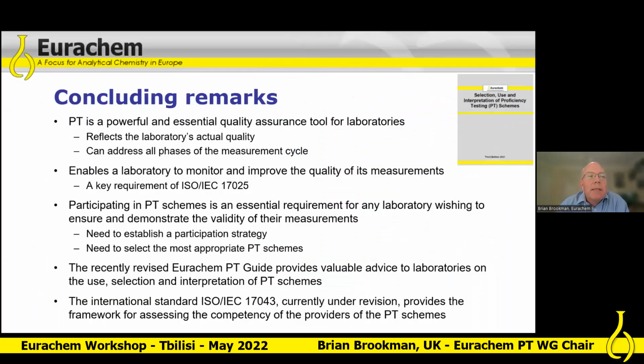So in conclusion, PT is a powerful and essential quality assurance tool for laboratories. It reflects the laboratory's actual quality and can address all phases of the measurement cycle. It enables the laboratory to monitor and improve the quality of measurements, a key requirement of 17025. Participation in PT schemes is an essential requirement, but very much the laboratory needs to establish a participation strategy and select the most appropriate schemes to bring them any benefits. The recently revised Eurachem PT guide provides valuable advice to laboratories, and the international standard 17043, which is currently under revision, provides the framework for assessing the competency of the provision of PT.